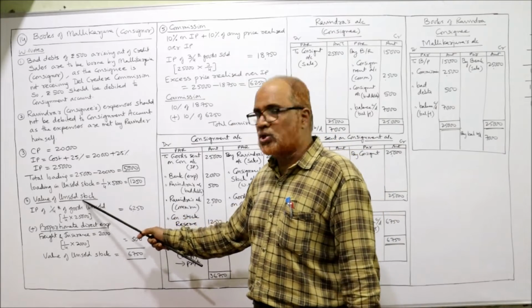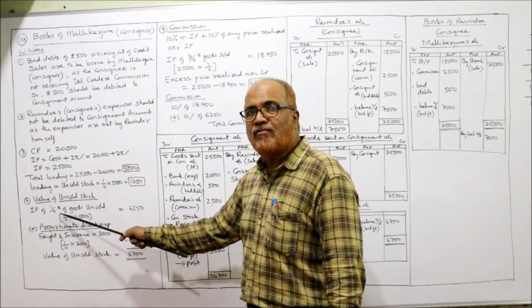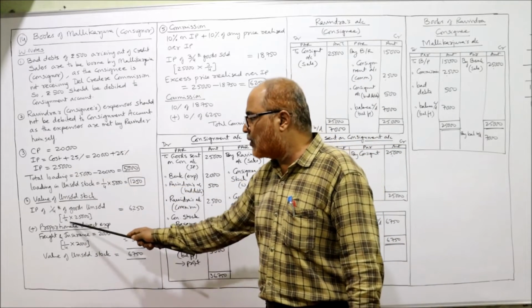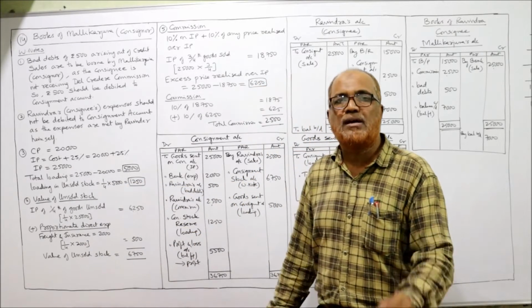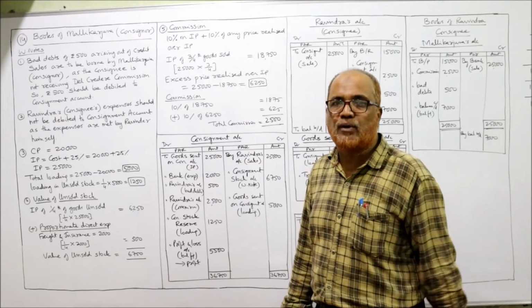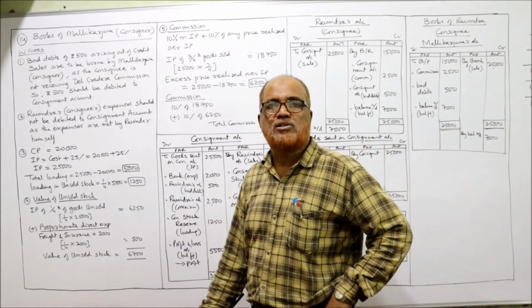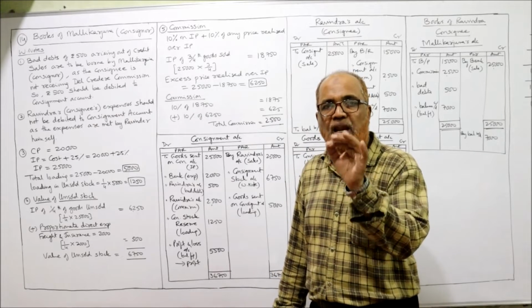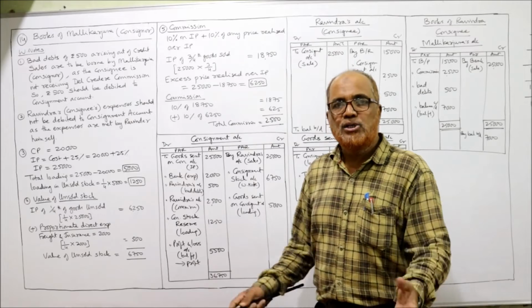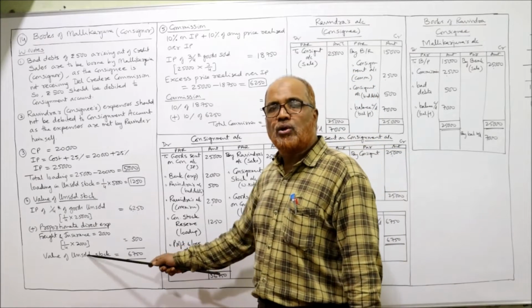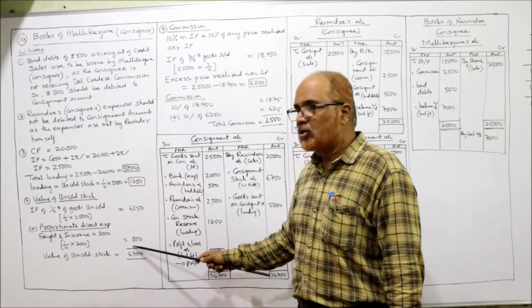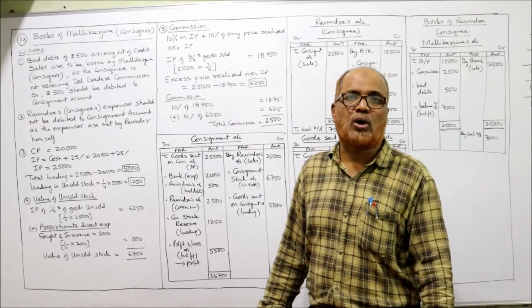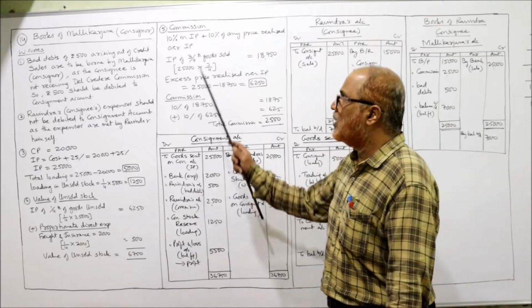Now, value of unsold stock. Invoice price of 1/4 of the goods. Total invoice price is 25,000. So 1/4 of 25,000, 6,250 is the invoice price of 1/4 of the goods. Now proportionate direct expenses. Here expenses paid by the consignor only we will take. So the consignor pays 2,000 rupees. So 1/4 of 2,000 is 500. So add up, 6,750 is the value of unsold stock, stock on consignment.